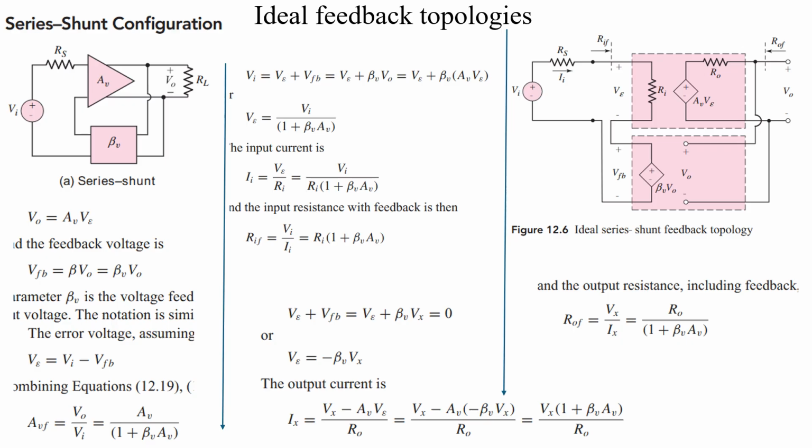So the input resistance with feedback is increased by the amount 1 plus beta A. Similarly, on the right side, the output resistance with feedback is now Ro divided by 1 plus beta A. So the output resistance is decreased by the amount 1 plus beta A. To calculate this, we find Vi and Ii in order to calculate the input resistance, and similarly we find the output voltage and output current in order to find the output resistance, and then divide to get the resistance.